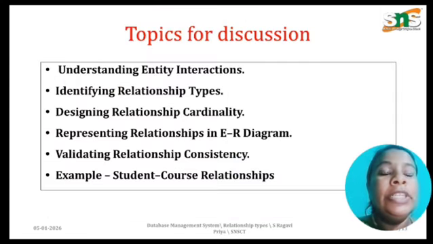Topics for discussion: understanding entity interactions, identifying relationship types, designing relationship cardinality, representing a relationship in ER diagram, validating relationship consistency, then an example, student course relationship.